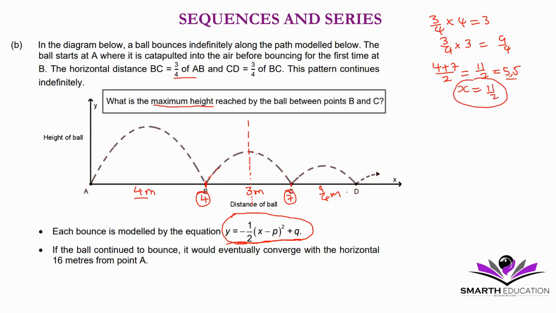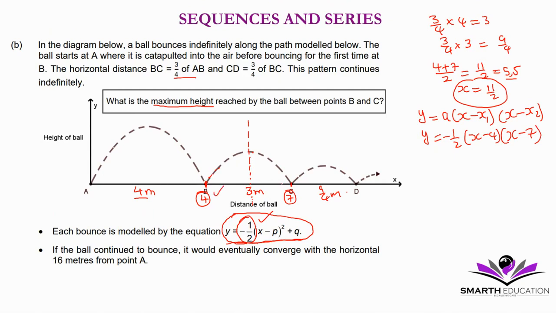Let's find the equation of this path. So we have the x-intercepts and the value of a, which is -1/2. So we start with the equation y = a(x - x1)(x - x2). Then y = -1/2, that's our a from this equation, then let me start by substituting 4 and 7. So it's (x - 4), then (x - 7).